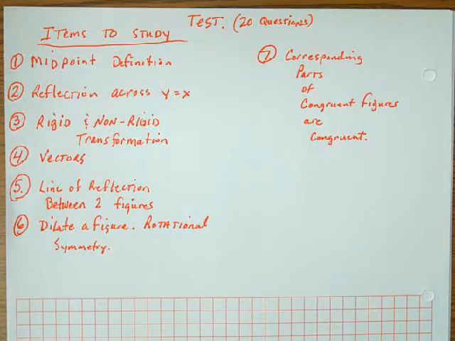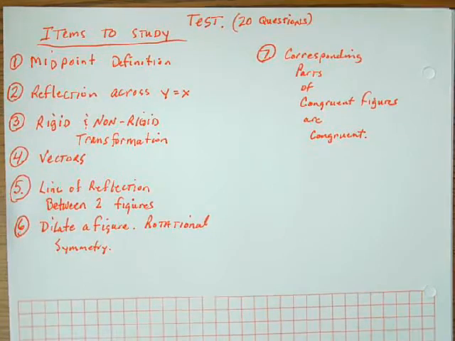Rigid and non-rigid transformations. That sounds more difficult than it is. Vectors. Line of reflection between 2 figures. Dilated figure. Rotational symmetry. Corresponding parts of congruent figures are congruent. Okay. Got all 7 things written down? All right, let's go piece by piece.